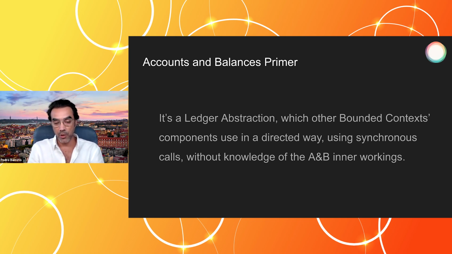And essentially, whenever we make a change in an account, a journal entry, it's recorded, it's immutable, it's not going to change. And the other part is there's the usual benefit of an abstraction that no one else knows how the abstraction actually works. So what's inside accounts and balances, the other parts, they don't know. They just have a contract to it.